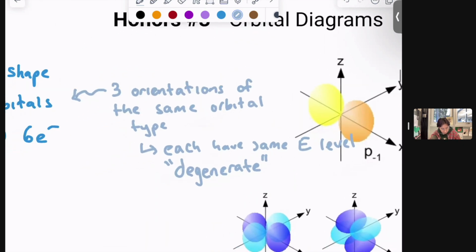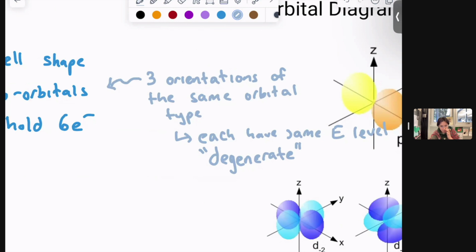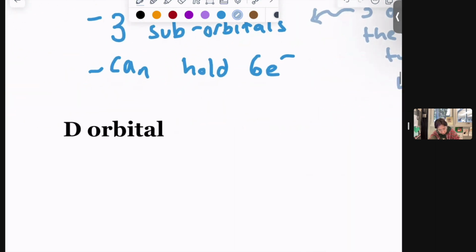I think with the visual we do later, that'll make a little bit more sense. But okay, suborbitals, that's just the same orbital type, but different versions of it. So P has 3 different spaces available to it.